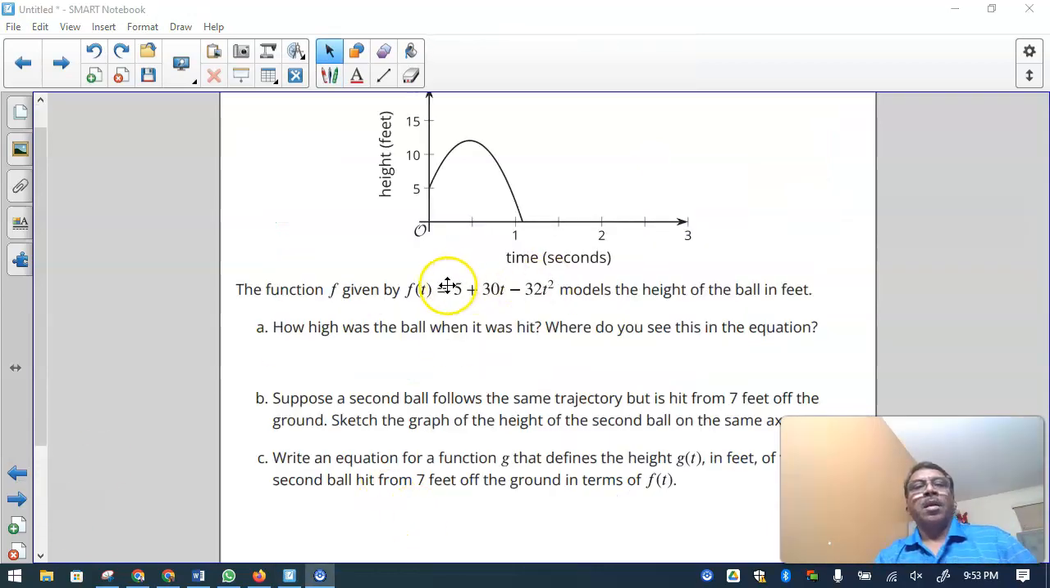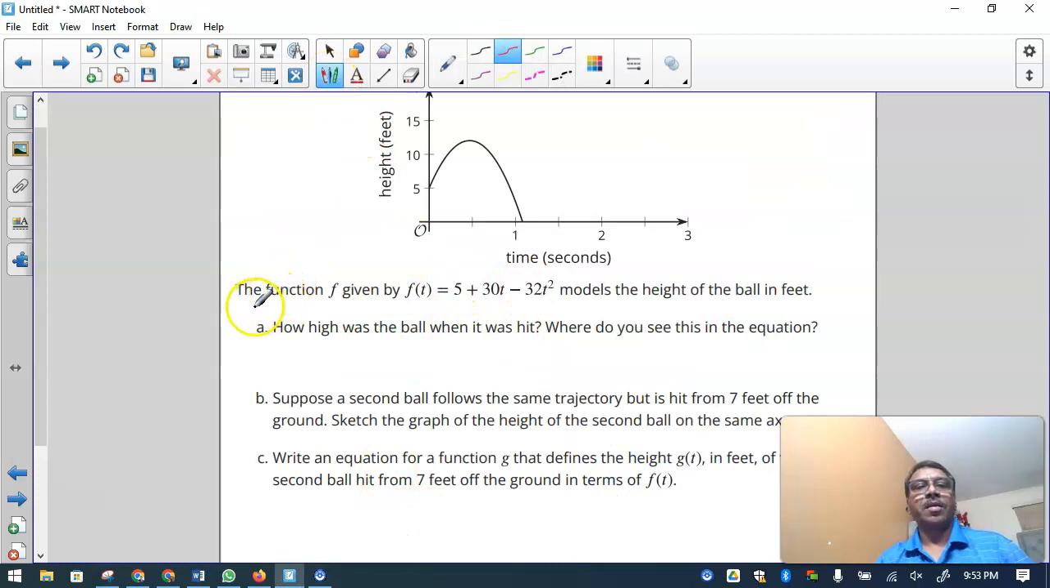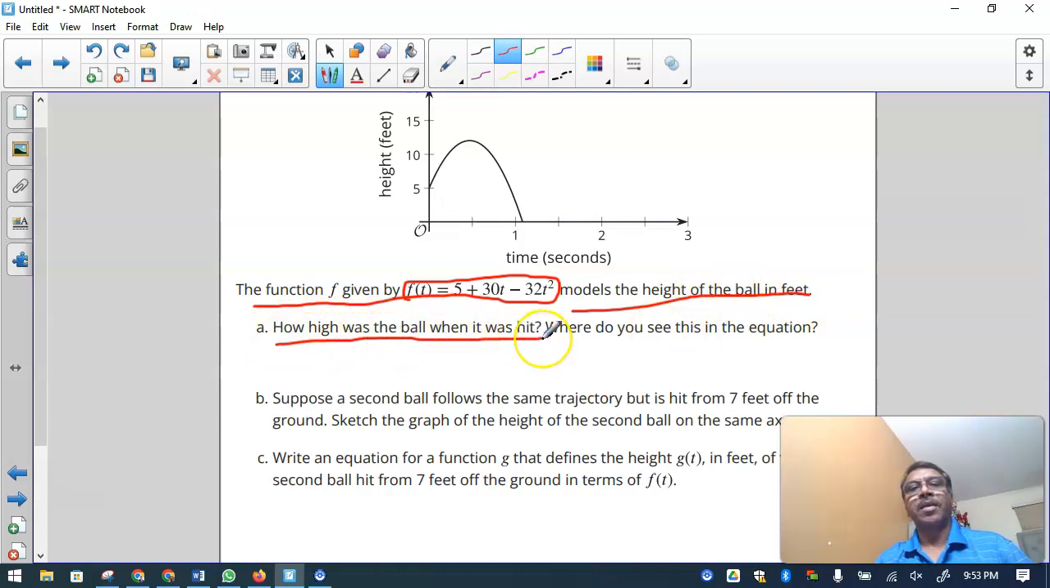So, question number 4 says the function. They give you an expression like this. It clearly shows f of t is 5 plus 30t minus 32t squared. It models the height of a ball in feet. How high was the ball when it was hit? And where do you see this in the equation?